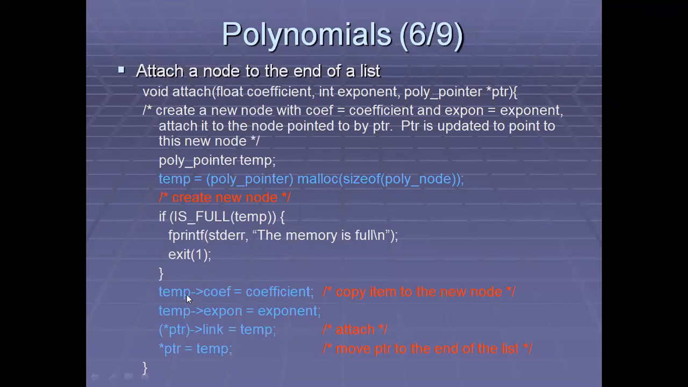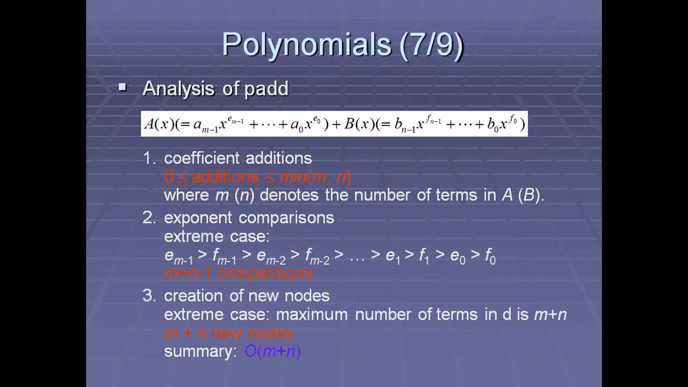Otherwise, next what to do? Temp of coefficient is equal to temp of exponent, ptr of link is equal to temp, and ptr is equal to temp. Okay, so that is the thing. These 4 lines are nothing but adding the new node to the existing list. This part, temp is equal to polynode malloc, means creating a new node.